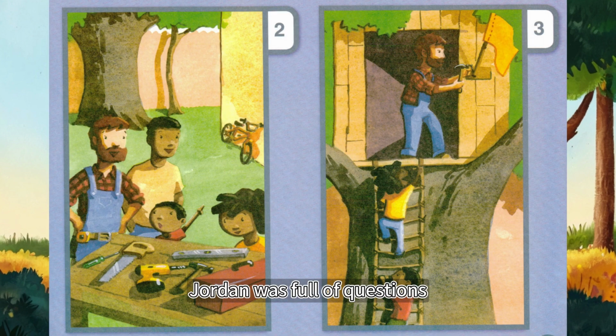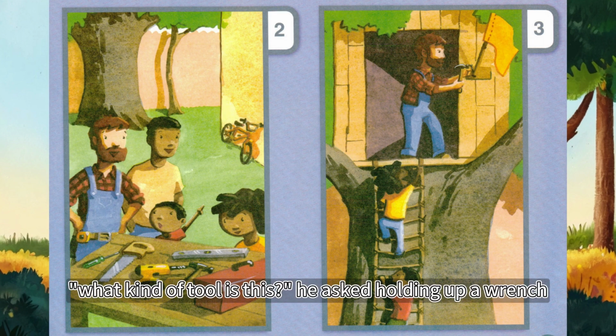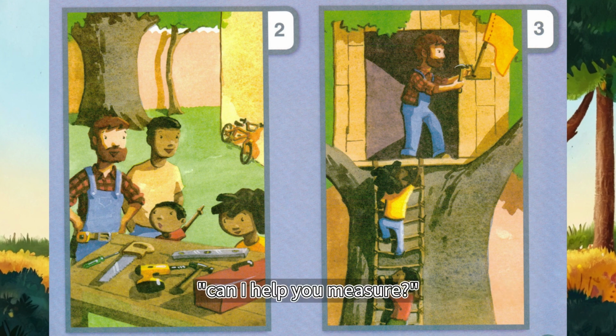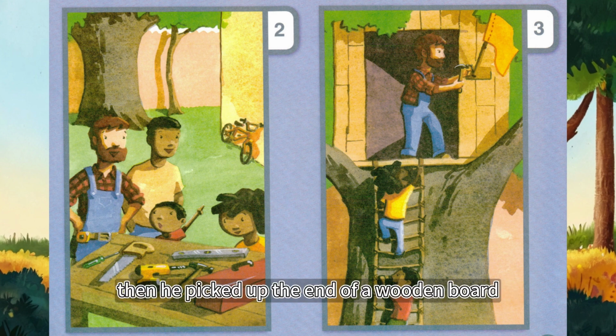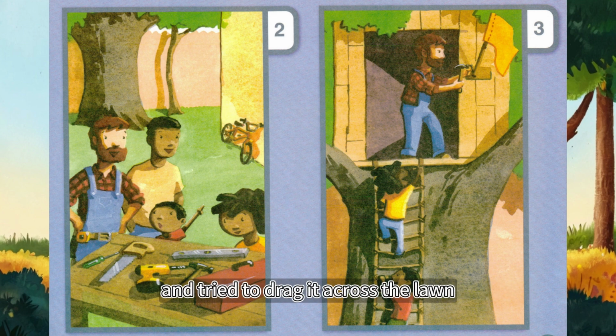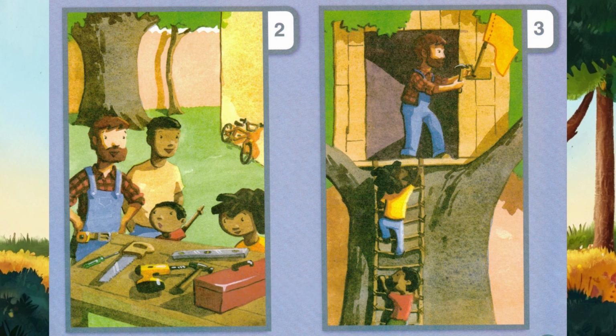Jordan was full of questions. "What kind of tool is this?" he asked, holding up a wrench. "Can I help you measure?" he asked, pulling all the tape out of the tape measure. Then he picked up the end of a wooden board and tried to drag it across the lawn. "What do we do first?" "Whoa, one thing at a time," said Uncle Mac.